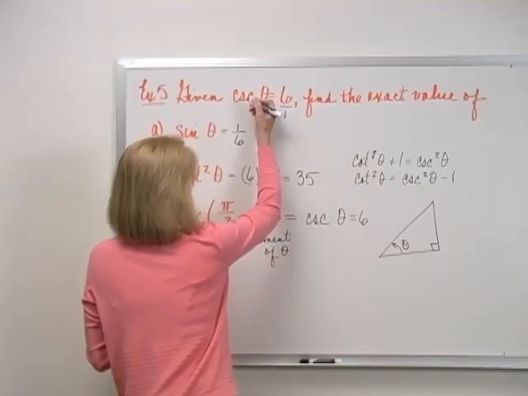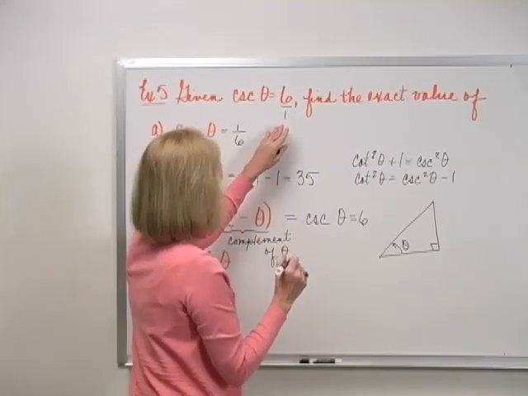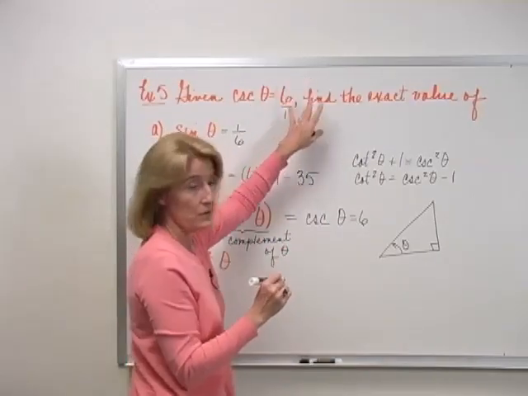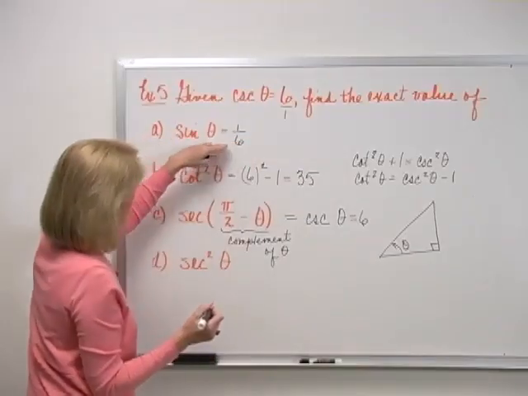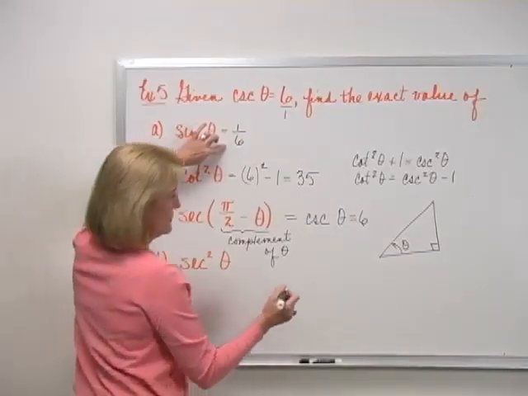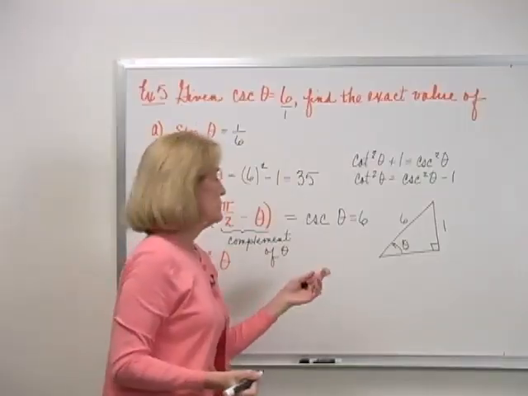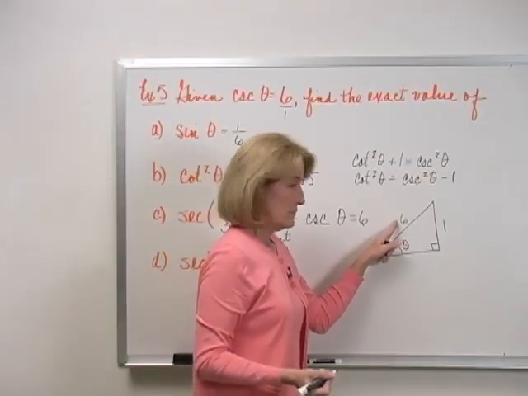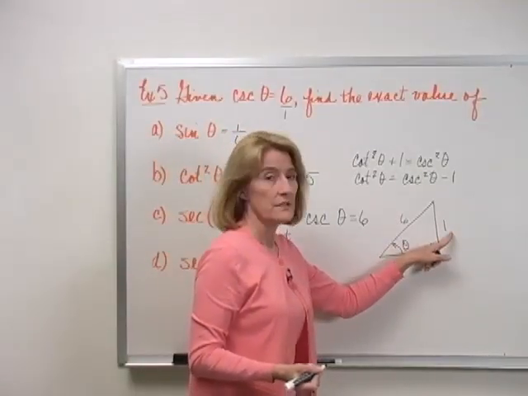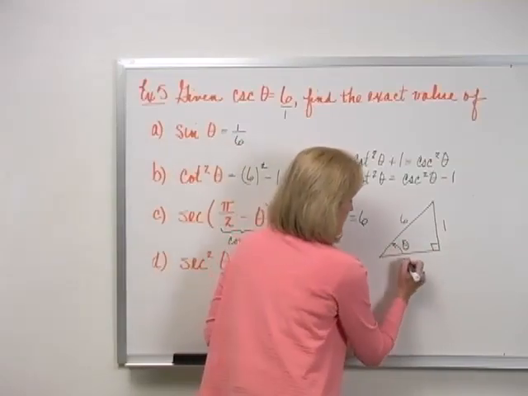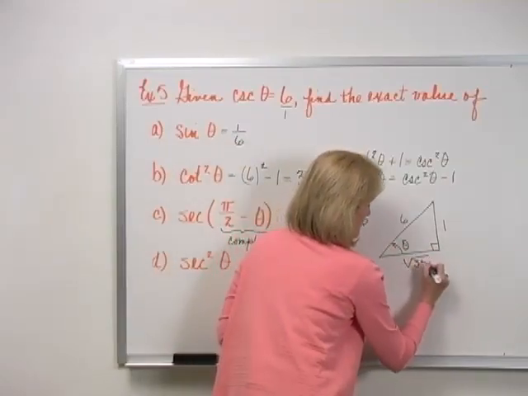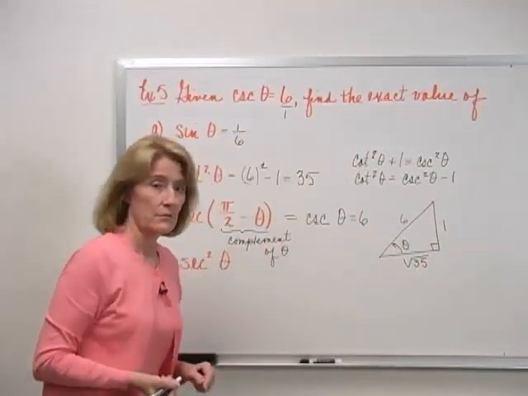This is the cosecant, so this is going to be the hypotenuse over the opposite, or you can read from the sine, opposite over hypotenuse. So this is 6, and this is 1. The missing side is 36 minus 1 is 35, and then we take the square root. Okay, so there are the 3 sides.